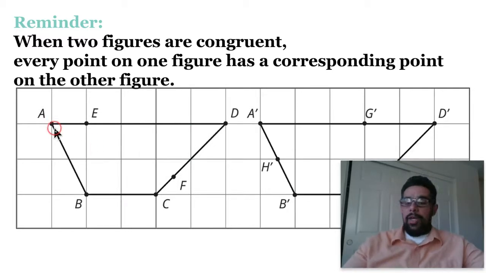We have A right here on the original. The figure is translated to the right. A prime corresponds to A. Right here, you see B prime corresponds to B. D prime corresponds to D, and these are the points that I'm blocking with my face. You can see C prime would be right there on the other side. E, where would E go? E would correspond to this point right here. There's no point there, and that's what we were looking at first, the corresponding parts.